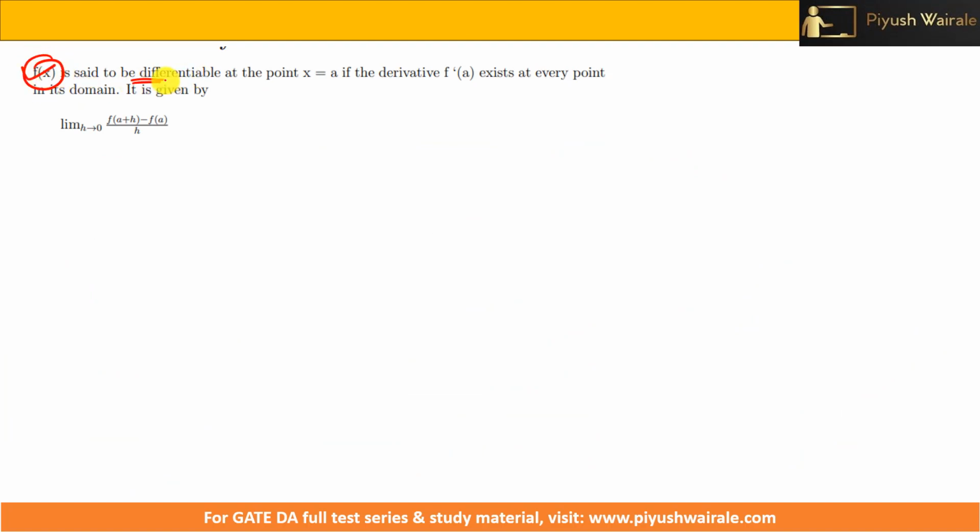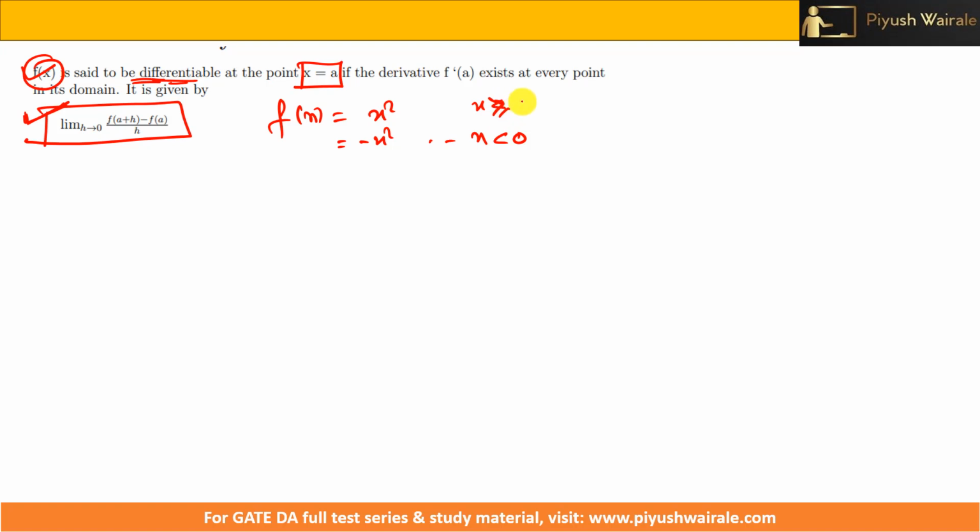So f of x is said to be differentiable at a particular point x equals a, and the derivative is given by f dash of a, if this particular limit exists. That is limit h tends to 0 of f of a plus h minus f of a, divided by h. If this limit exists, the value of this limit will be the derivative of f of x, and I can say the function is differentiable. So in our case, f of x is basically minus x square when x is less than 0, and x square when x is greater than or equal to 0.